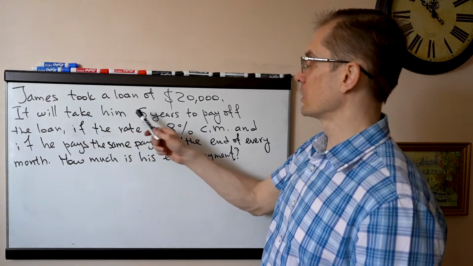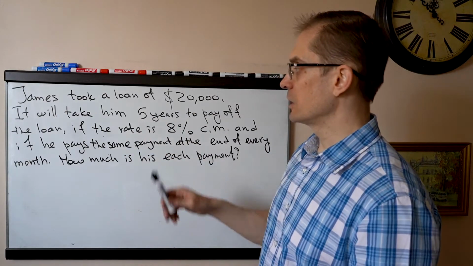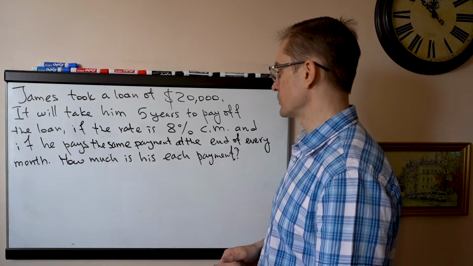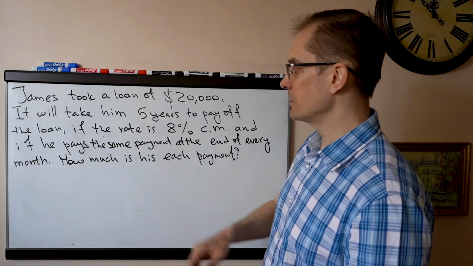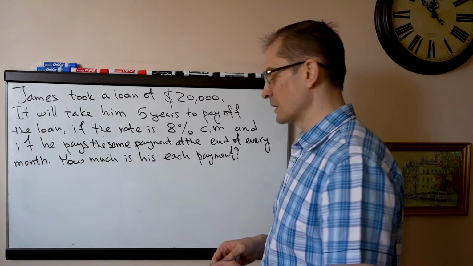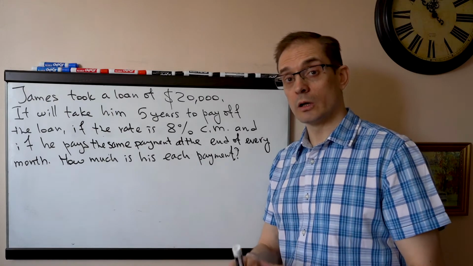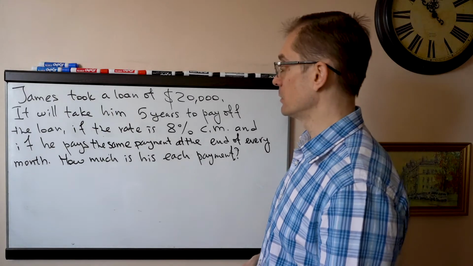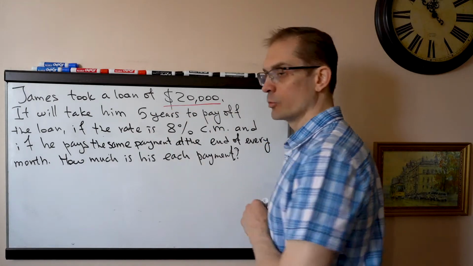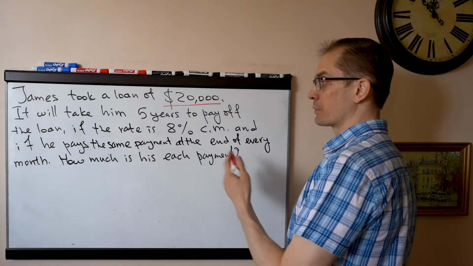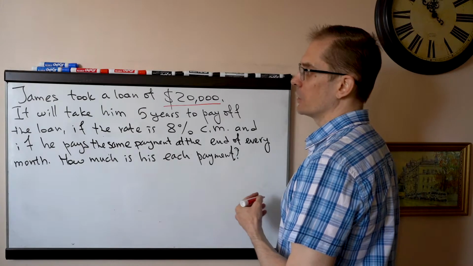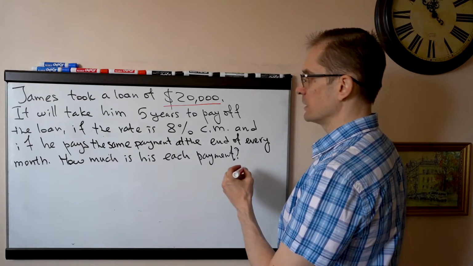So James took a loan of $20,000. It will take him 5 years to pay off the loan if the rate is 8% compounded monthly and if he pays the same payment at the end of every month. How much is his payment? So we don't know the payment now. What we know is that the loan amount is $20,000, so that's the present value of the annuity because that's the loan amount.